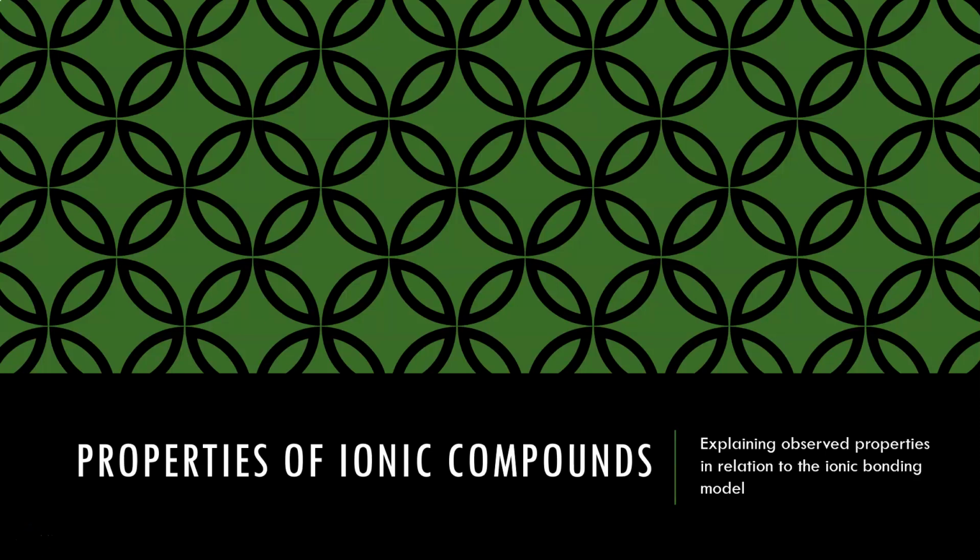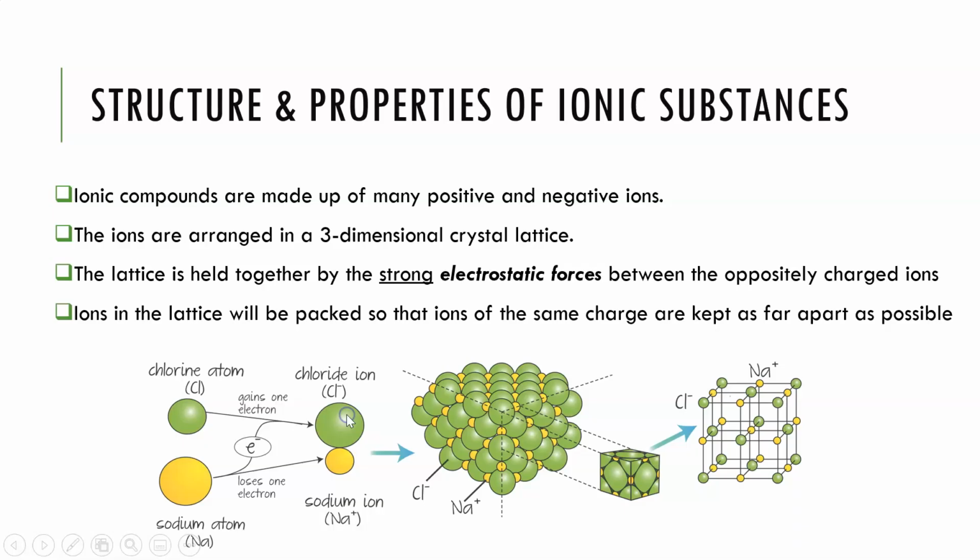Welcome back, and in this video we're going to be looking at the properties of ionic compounds that arise due to the unique structure that we see from the ionic bonding model. So just a quick review of what we ended up with in the last video, this being that the structure and property of ionic substances come about due to the way we see the packing of the ions into the lattice structure.